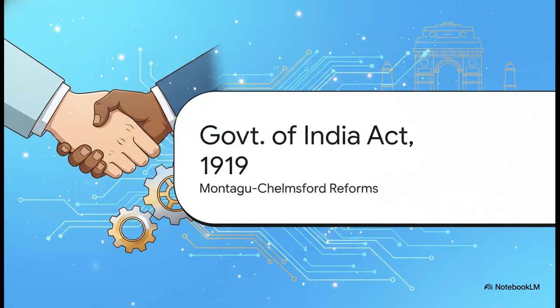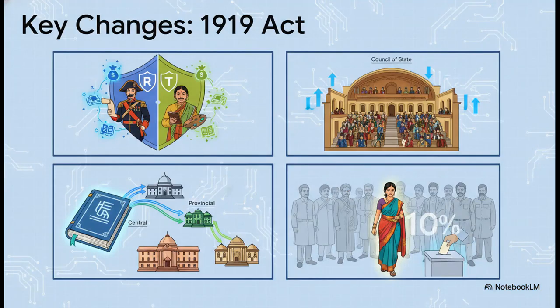Next up, the Government of India Act of 1919, also known as the Montagu-Chelmsford Reforms. If there is one word you need to associate with this act, it's diarchy. This was a new and honestly pretty complicated experiment in dual government. So how did this diarchy thing work?